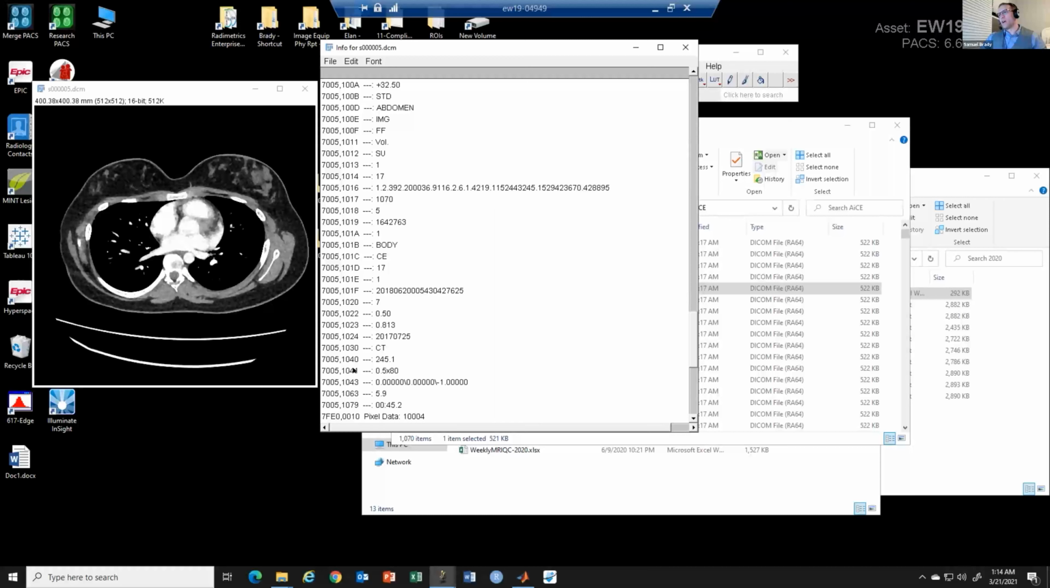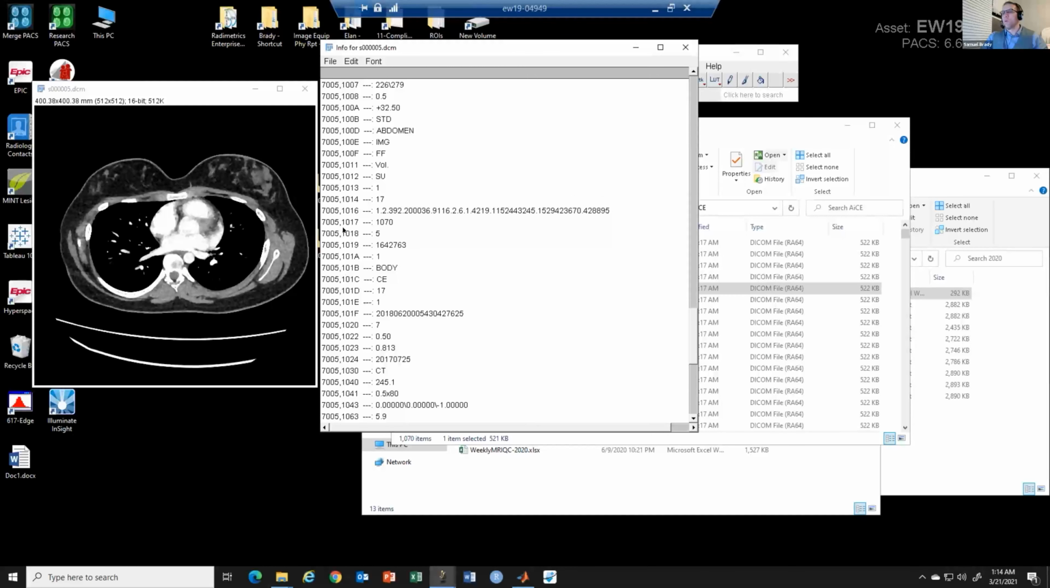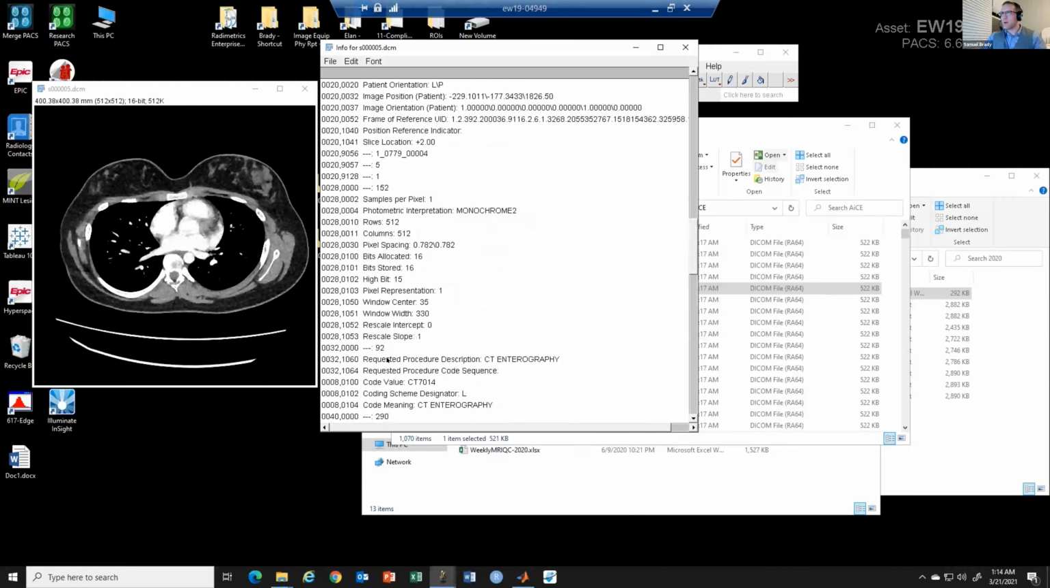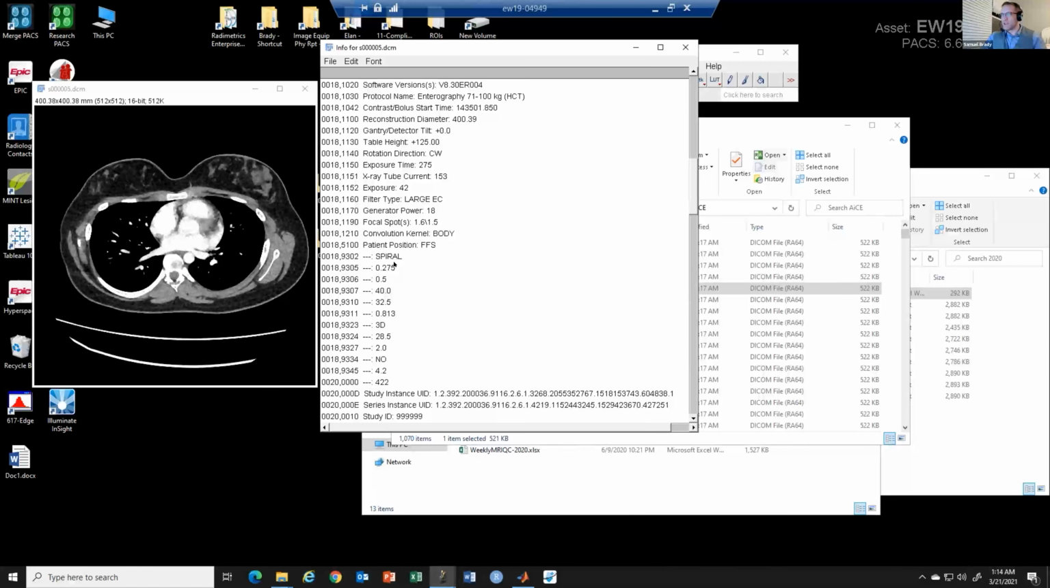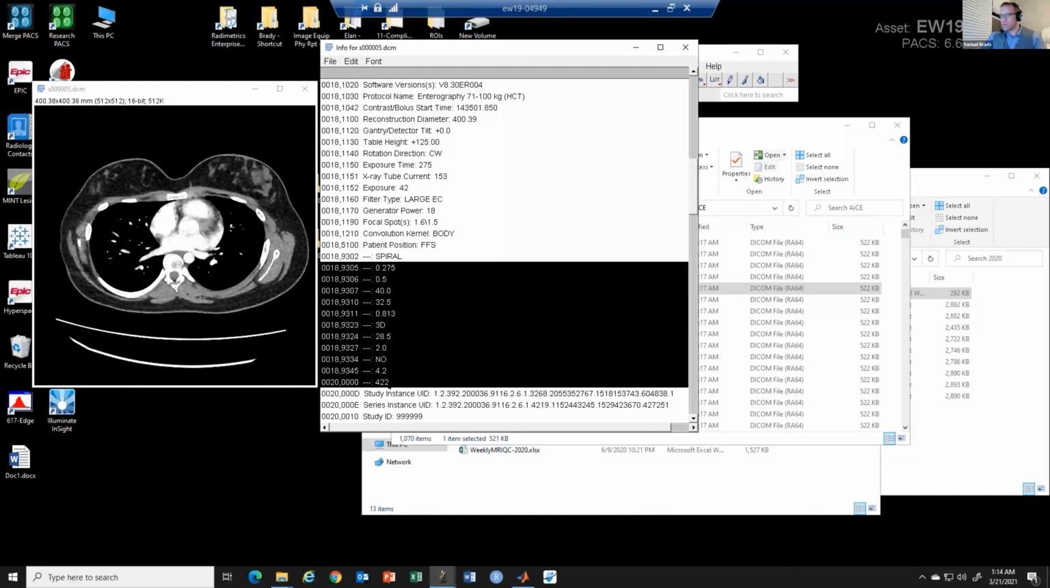So if you have a GE or a Canon or a Hitachi or whoever you have, you may need to reach out to that vendor and ask, for your noise index value, what is your private tag number? Is it, you know, 7005, 100F? And if it is, then you can go and find it. But up here, where they list all of the other really important information, unfortunately, they do not list the noise index value.